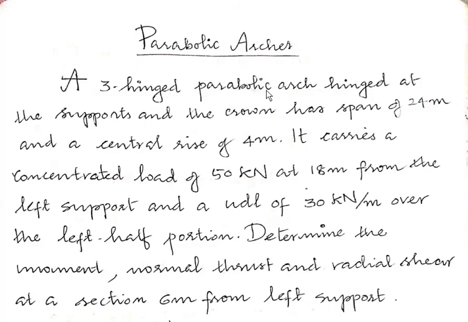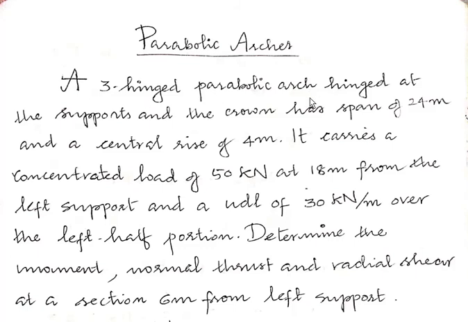A three-hinged parabolic arch hinged at the supports and the crown has a span of 24 meter and a central rise of 4 meter. It carries a concentrated load of 50 kilonewton at 18 meter from the left support and a UDL of 30 kilonewton per meter over the left half portion. Determine the moment, normal thrust and the radial shear at a section 6 meter from the left support. So the question is, a three-hinged parabolic arch.